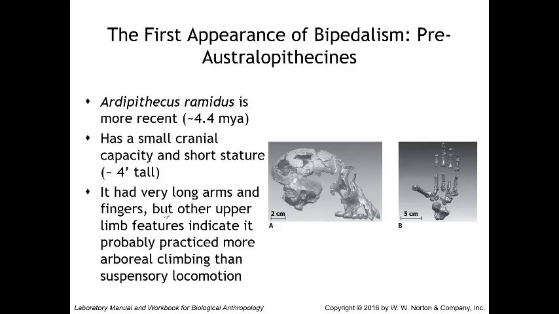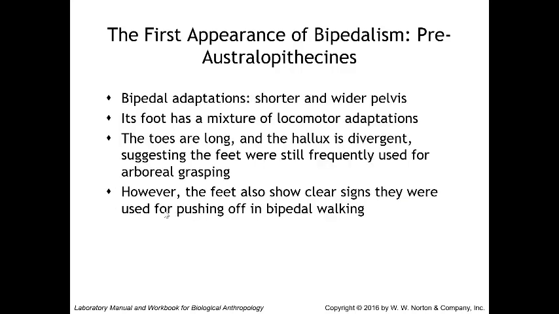Then we have Ardipithecus ramidus. It's more recent, so 4.4 million years ago, and the most famous specimen is one we have nicknamed Ardi. Ardipithecus ramidus had a small cranial capacity and a short stature of around 4 feet tall. Ardipithecus ramidus also had very long arms and fingers, but other upper limb features indicate it probably practiced more of an arboreal climbing than a suspensory locomotion.